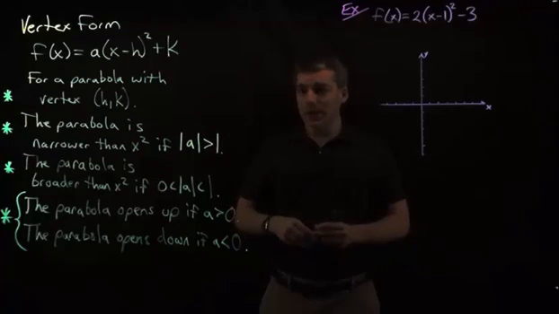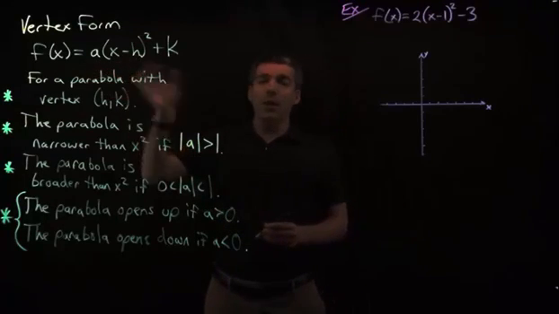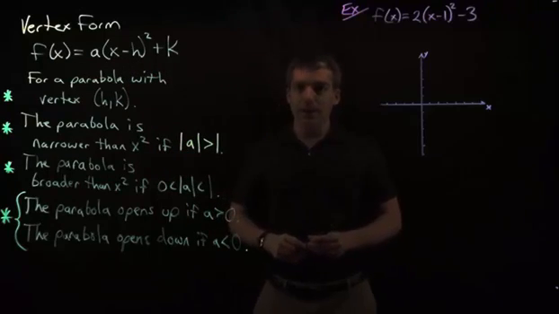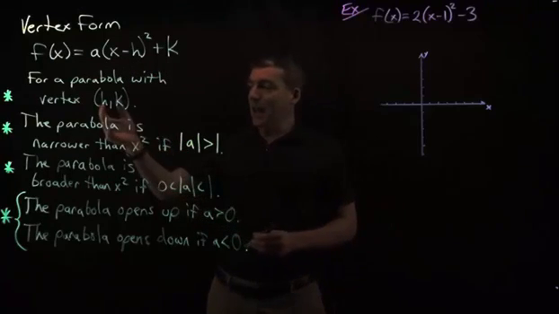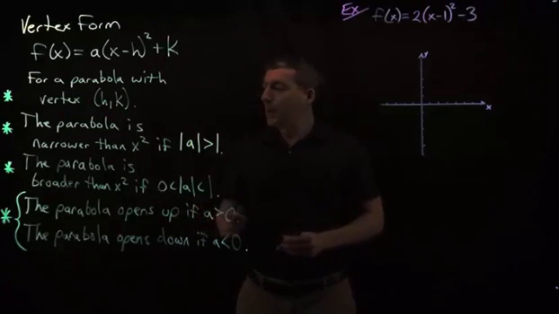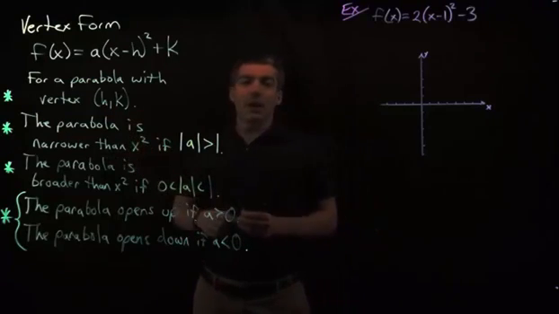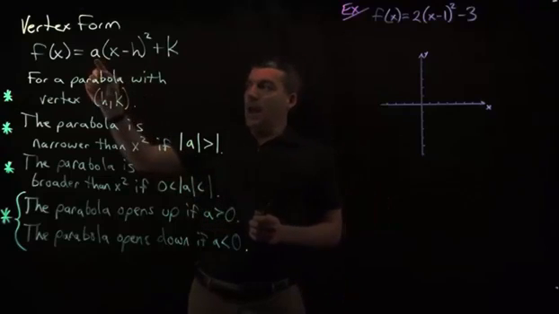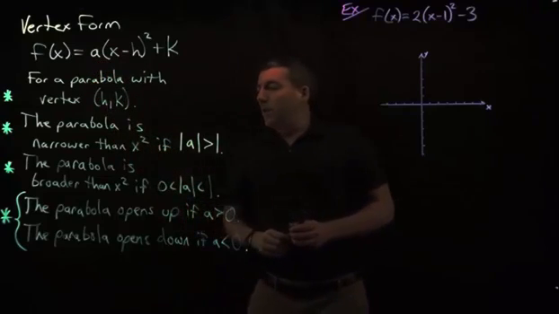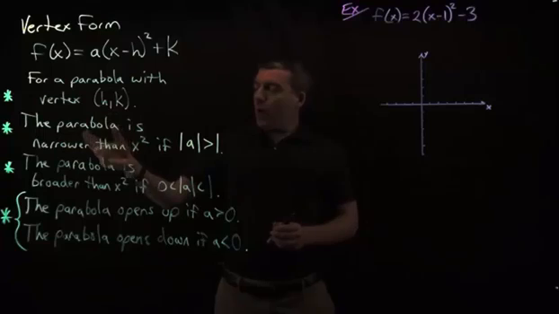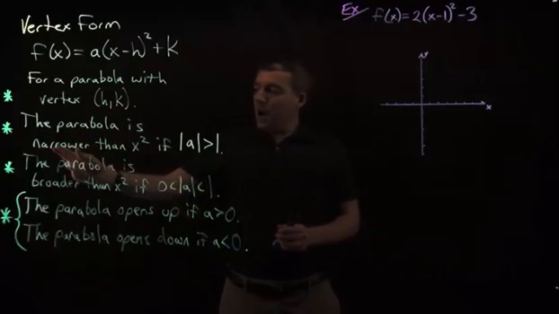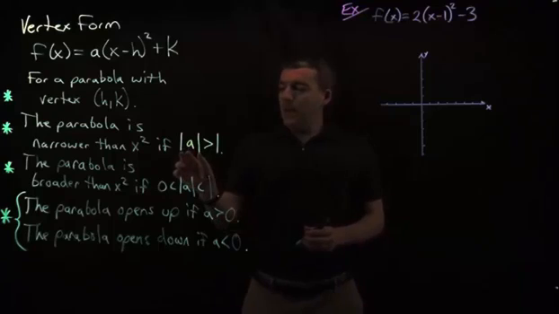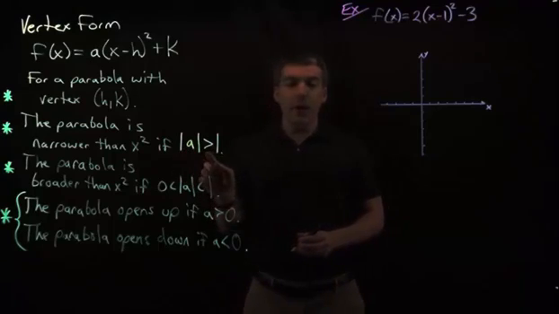This form has several advantages. First off, if we have a quadratic function in this form, we can read off immediately the vertex. The vertex is at h comma k. We can also talk about the shape of the parabola, and that's given by the a. For example, the parabola is narrower than our basic x squared parabola if the absolute value of a is greater than 1.